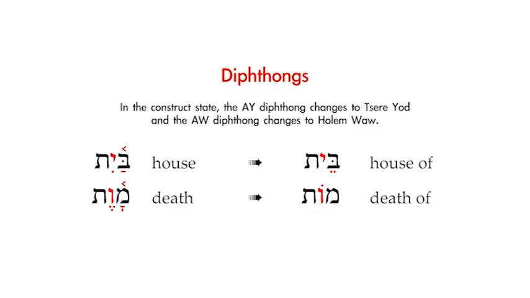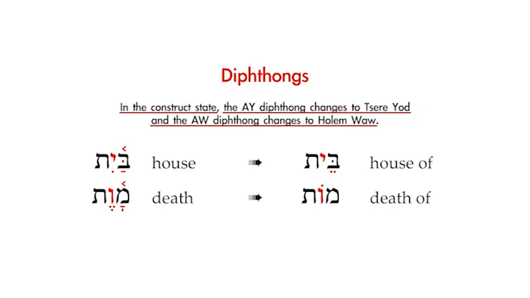Next, we turn our attention to the ay diphthongs in the construct state, and this is something we also encountered in the last chapter, so it should be a point of review. Read along with me. Once again, in the construct state, the ay diphthong changes to tsere yod, and the aw diphthong changes to holem vav.